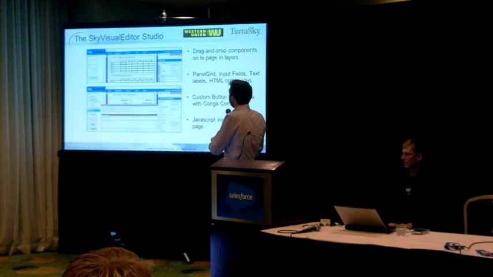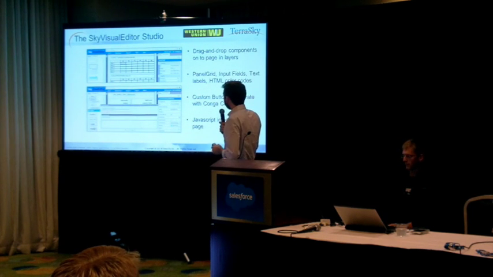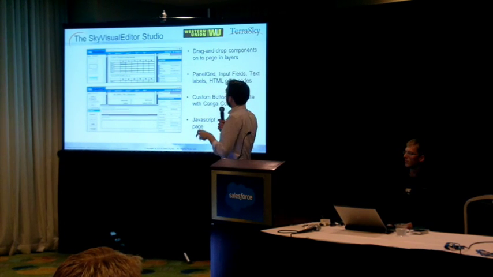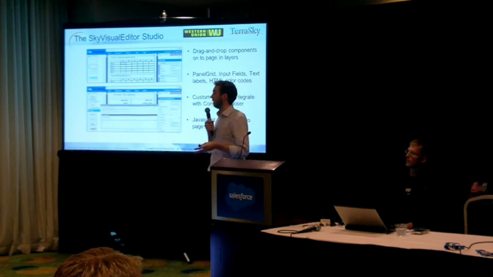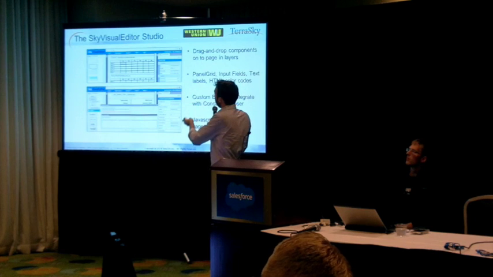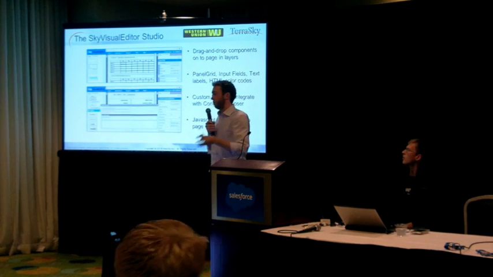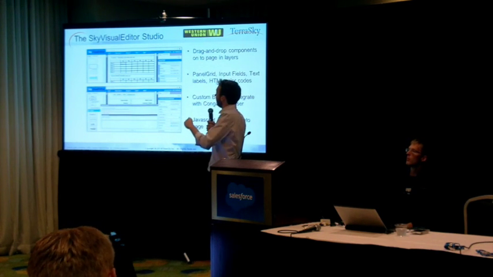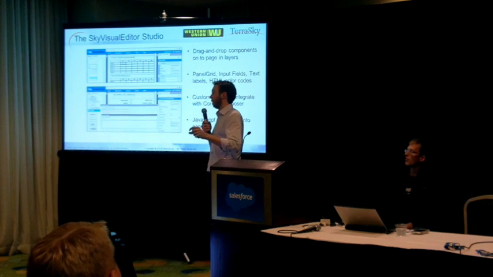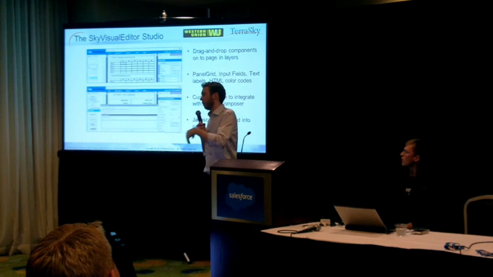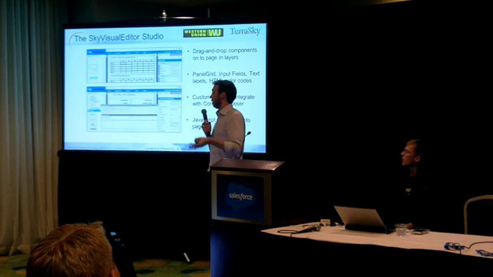So this is how the SkyVisualEditor Studio looks. Basically it's a page builder, and it uses a drag and drop metaphor, a bit like the way pages are built inside Salesforce. You take components like a panel grid component, which you can see there, and you just drag it onto the page. You can adjust the properties, for example the column width, how many columns and rows you have, and then you add further components onto it in layers. You can add all of your different fields into the grid itself as input fields, and you can label the columns and color code them using HTML color codes, whatever you want.